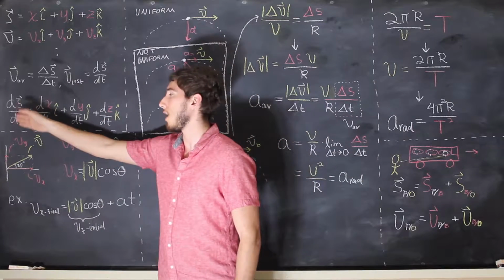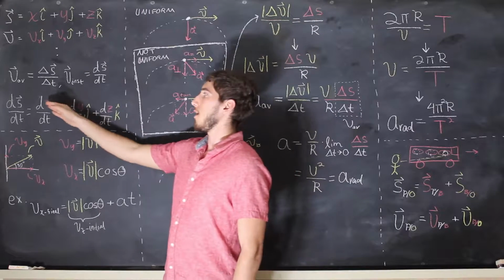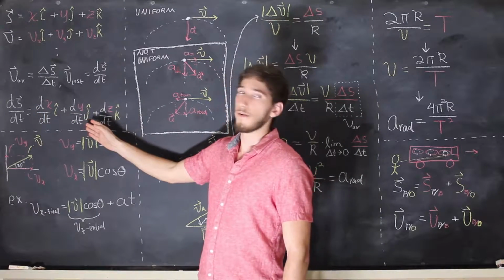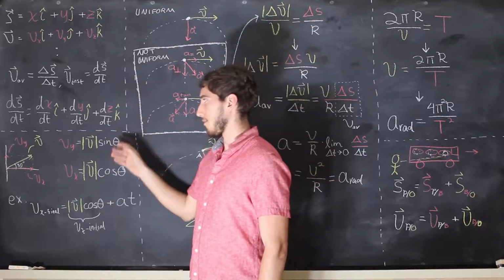So if I take a time derivative of the position vector, then I'm going to have to take a time derivative of the motion in the x direction, and the time derivative of the motion in the y direction, and a time derivative of motion in the z direction.